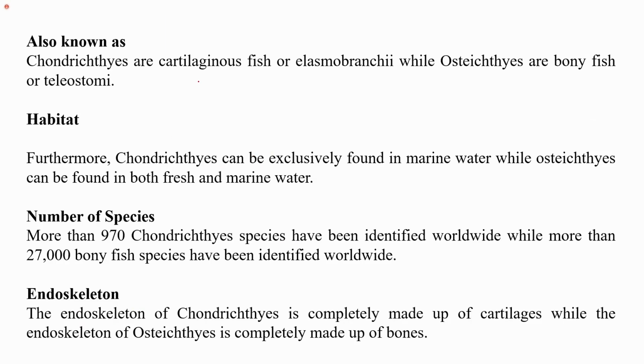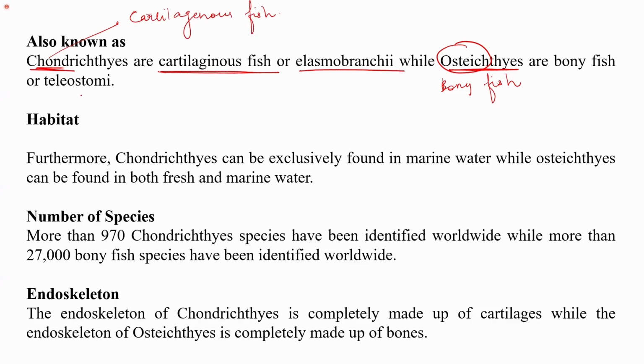So chondrichthyes are also known as cartilaginous fish. As I was mentioning, chondrichthyes are the cartilaginous fish, or they are also known as elasmobranchii. While osteichthyes, the word osteo is related to, for example, you might have seen osteoporosis, which is related to the pores in the bone. So osteichthyes is the bony fish. Chondrichthyes is the cartilaginous fish. It's important, right? And they are also known as teleostomi. So chondrichthyes are known as elasmobranchii, osteichthyes are known as teleostomi.